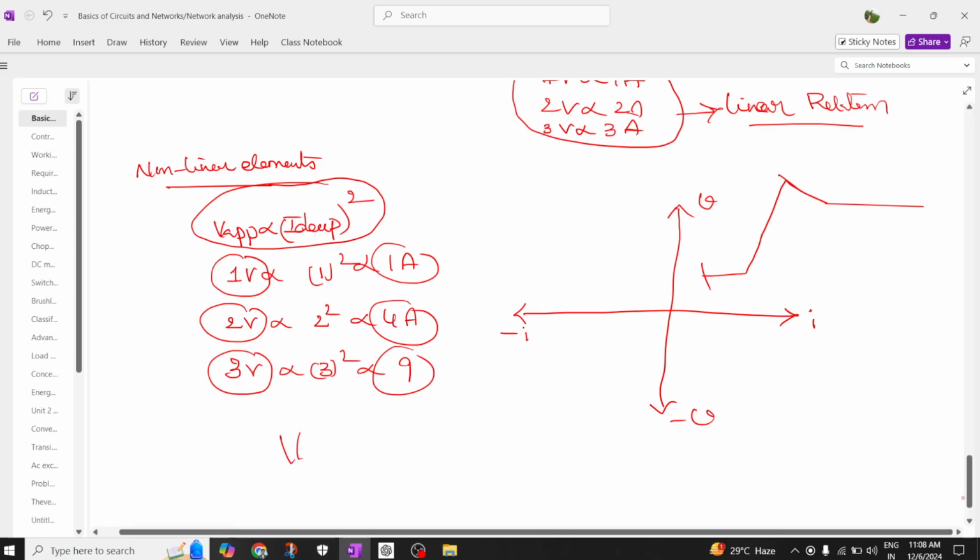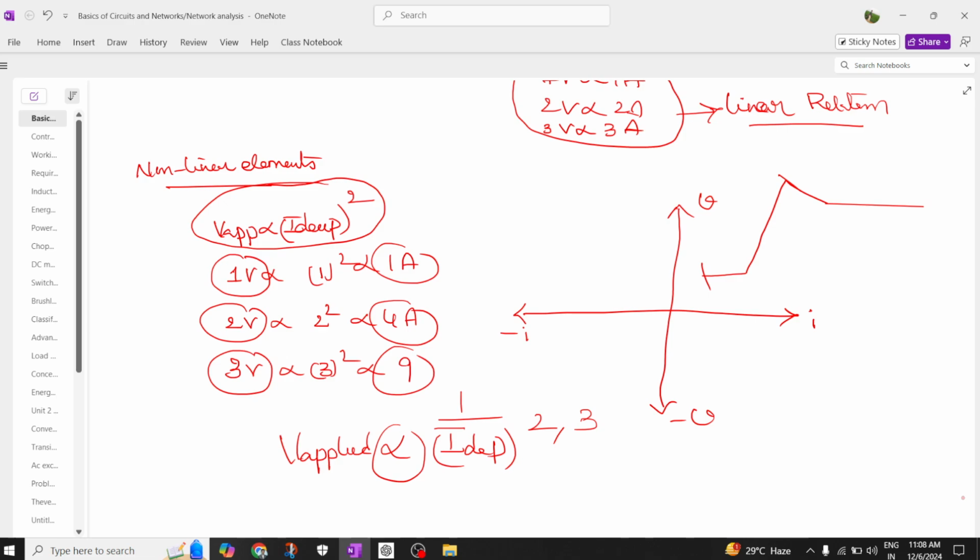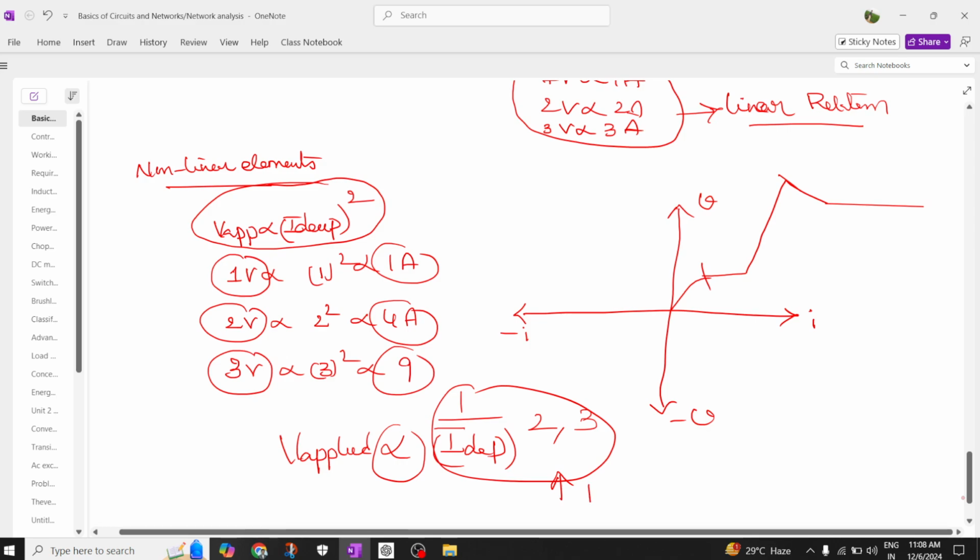So the voltage we are applying and the developed current are not in a direct relation. It may be 1 by current, or it may be current square, or it may be current cube. There is no direct relation. Automatically the curve is exhibited by this. Sir, why is this kind of non-linearity there? This is due to the properties of those elements. Sir, what are those elements?